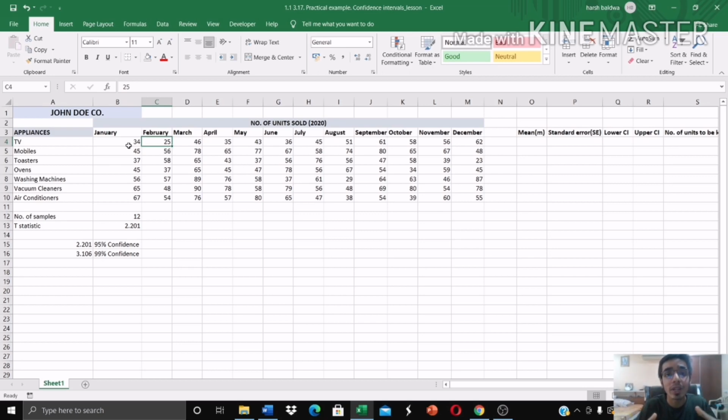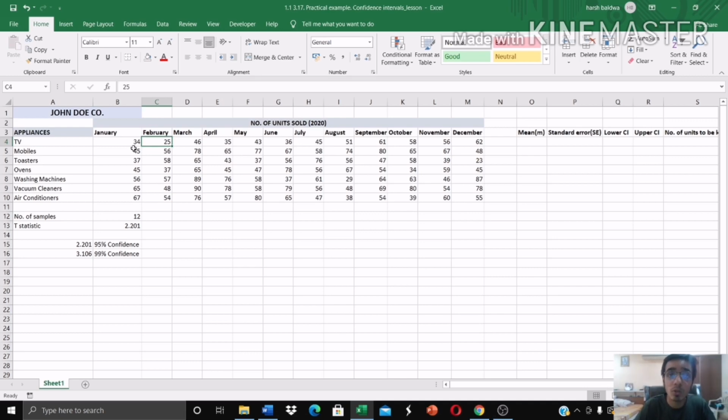It is a part of inferential statistics in which we infer from a sample the data of the entire population. Now, what is the population in this case? Let's say the store was formed around 20 years ago. Since its inception, it has sold many units of TVs, but we don't have the data since its inception. So we'll be using only the data for this particular year.